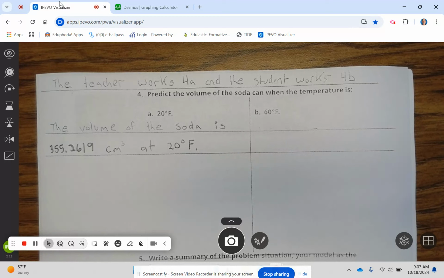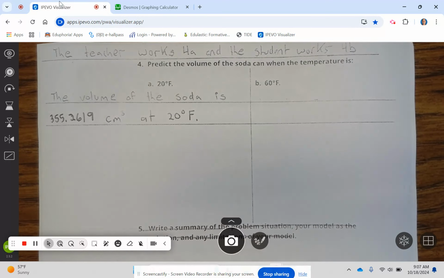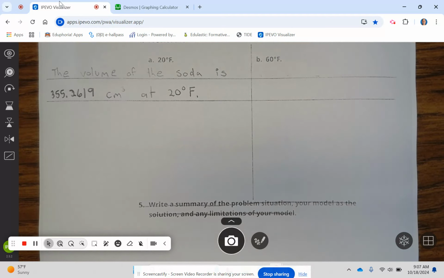All right, go ahead and work for B on your own. And then mark out number 5. All right, let's take a look at the next page.